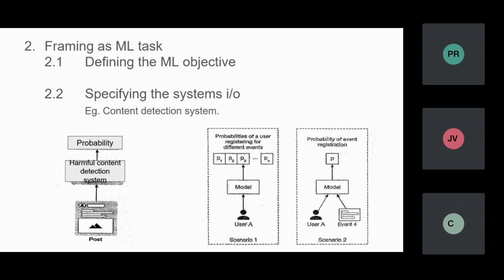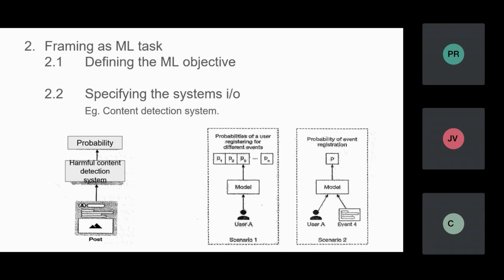Specifying the system's input and output. As we define the ML objective, we will also have to define the way we will introduce input and output to the system. For example, you can see in the first figure on the left hand side, we have a harmful content detection system, where the post is the input and the output is the probability of whether the post is harmful or not.